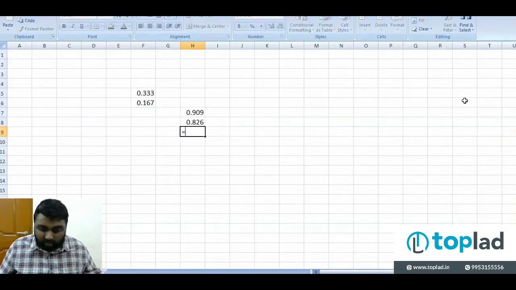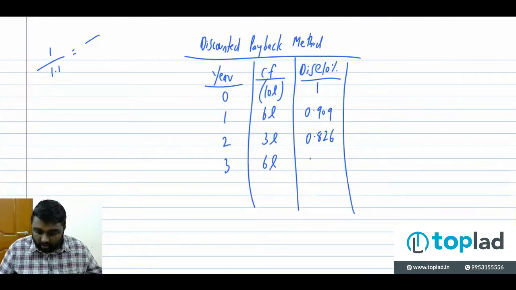What will come for the third year? 1 divided by 1.1 power of third year, which will be 0.751. So we got the answer 0.751. So we got the discount rate. Now we can find out the discounted cash flow.